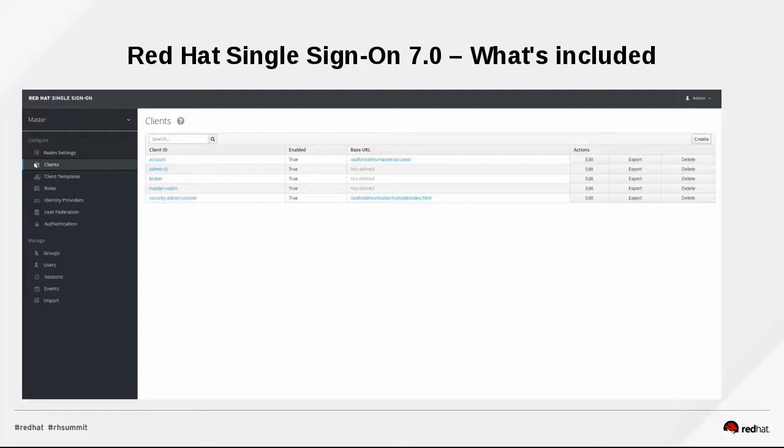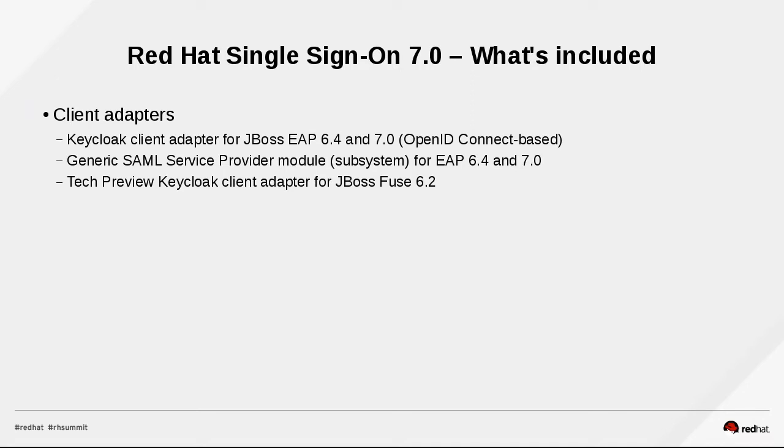This is just a screenshot of the user interface. All right, so in addition to the server, you also have client adapters, which are basically service provider side modules. So we ship client adapters for both OpenID Connect as well as for SAML, which is for EAP 6.4 and certified with EAP 7. We also have a client adapter for JBoss Fuse 6.2, but that's a tech preview. In the next release, we plan to make it fully supported.